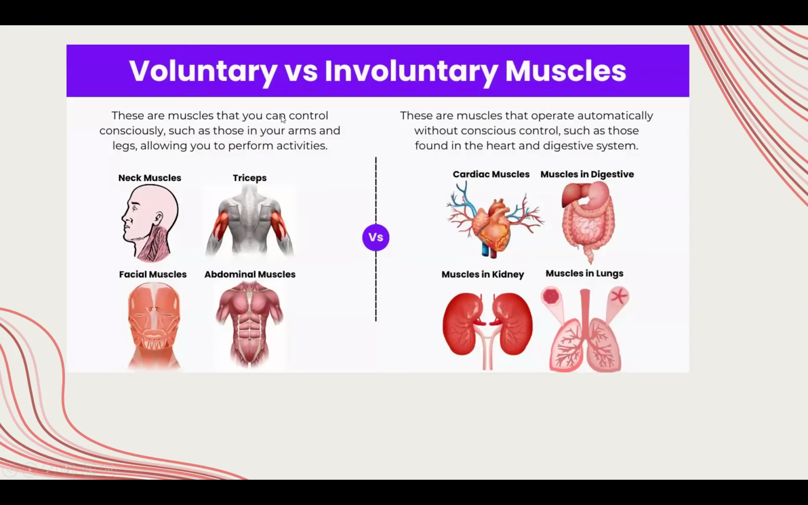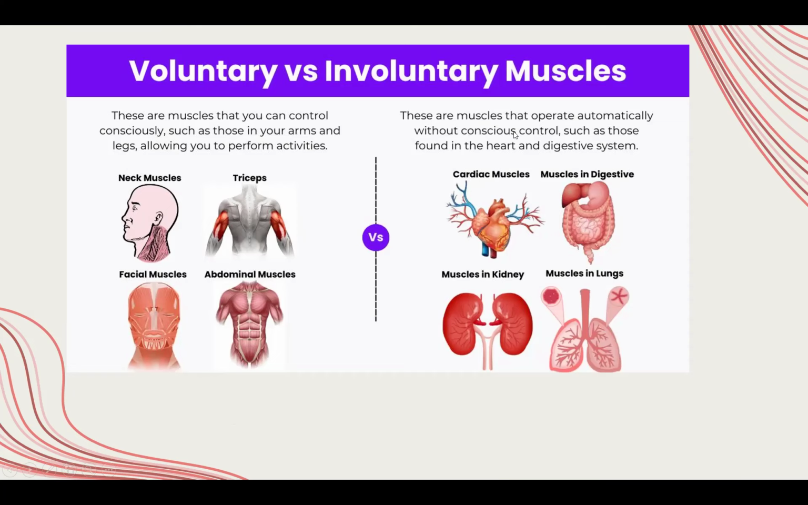These are some examples. Voluntary muscles you can control consciously, like those in your arms, biceps, triceps, and legs, and they allow us to perform activities like walking. We can control that by our own will. Other examples are neck muscles, facial muscles, and abdominal muscles. We can control our smile.